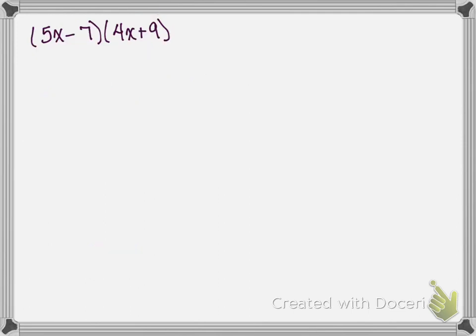Perfect. Okay. So now I have 5x minus 7 and 4x plus 9. The directions to this are simplifying. So what I'm going to do is I am going to FOIL. Okay, so I'm going to do first, outer, inner, last. So first is that I take 5x times 4x. Those are my first terms. My outer terms are 5x times 9.